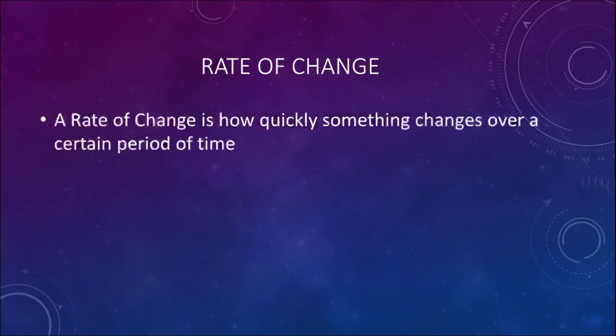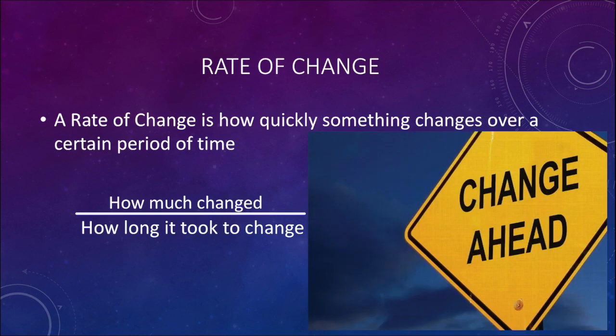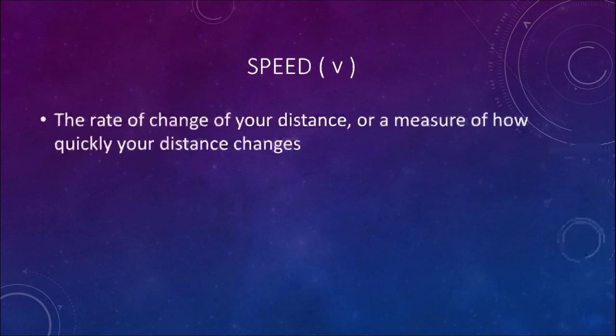To find the rate of change, you must find how much has changed divided by how long it took to change. Our first rate of change we will look at is speed, designated by the symbol v. Speed is the rate of change of your distance, or a measure of how quickly your distance changes.